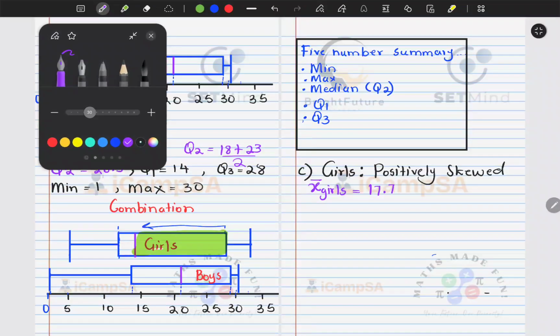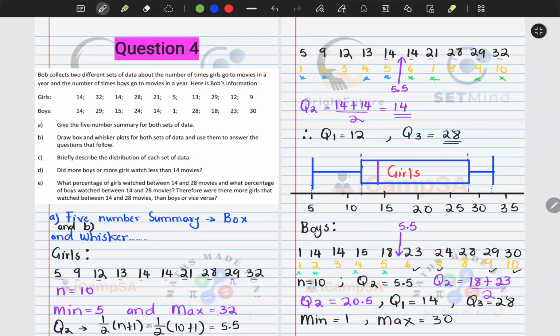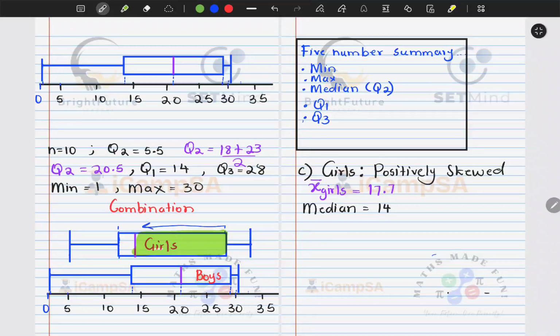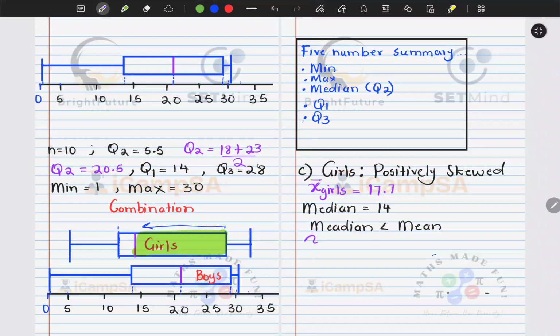Okay. And remember, your median for girls, we found it to be, where is Q2? We found it to be 14. Okay. Now, if you observe carefully, you'll see that your median is less than your mean. So it means your median is sitting on the left of the mean. So meaning data is skewed to the right. Okay. So this is positively skewed. Now, let's have a look at boys.